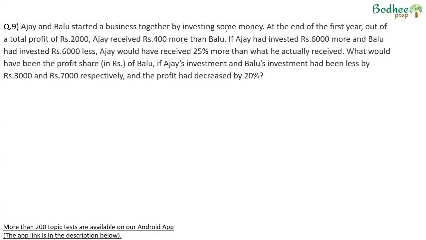Ajay and Balu started a business together by investing some money. At the end of the first year, out of the profit of 2,000, Ajay received 400 more than Balu. Here the time is same, so the money will be divided in the ratio of their investment. Of 2,000 rupees, Ajay got 400 more than Balu. So if Balu gets X, Ajay gets X plus 400. X plus X plus 400 should be equal to the total profit. So 2x is equal to 1600. X is equal to 800. So initially Ajay got 1200 rupees, 800 plus 400. Balu gets 800 rupees. This is what we know.